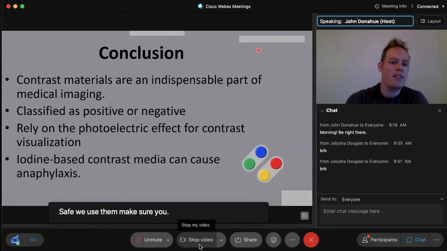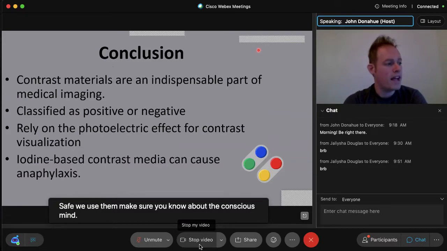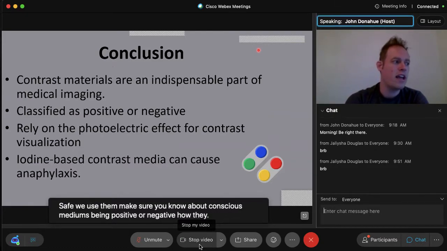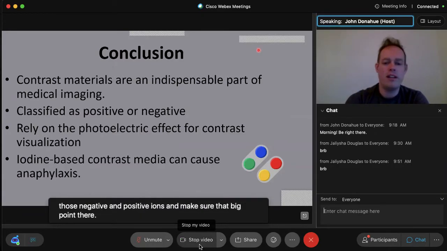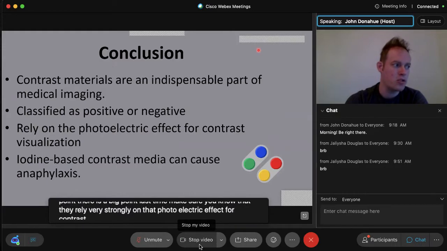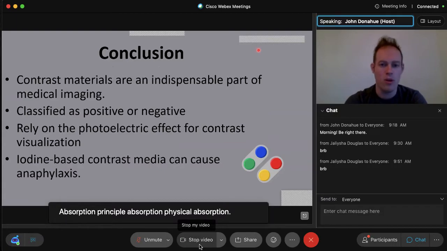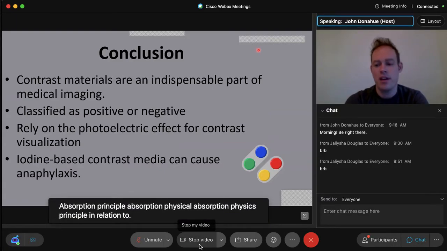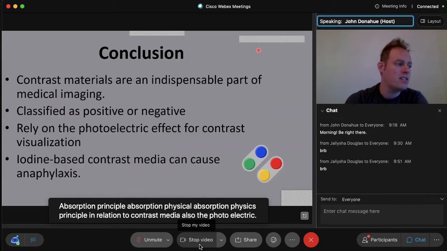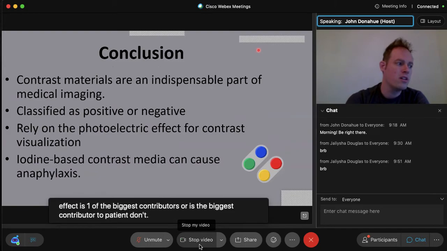Make sure you know about the contrast mediums being positive or negative, how they dissociate into those negative and positive ions. And make sure, big point there, I made this a big point last time, that they rely very strongly on the photoelectric effect for contrast visualization. That's an absorption physics principle in relation to contrast medium. Also, the photoelectric effect is the biggest contributor to patient dose when it comes to the physics principles.